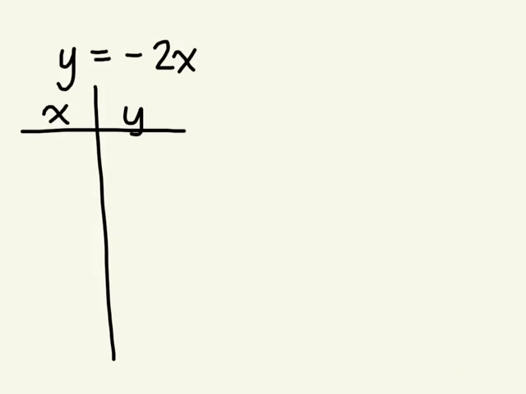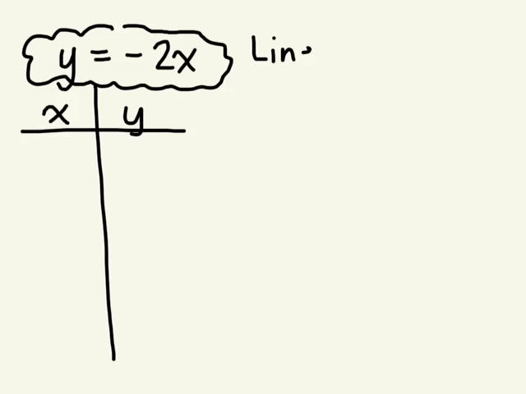We have an equation, and we're looking at linear equations, okay? So remember we looked at this last week. A linear equation represents a line. So when we graph this, it's going to be a straight line, okay? We're told that it's linear, and what we need to do is graph this line.